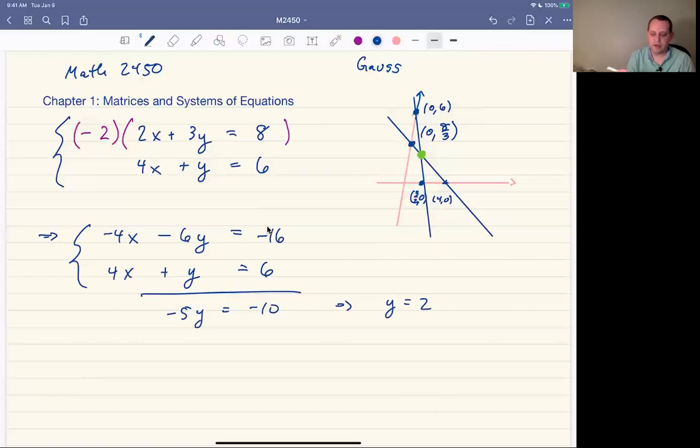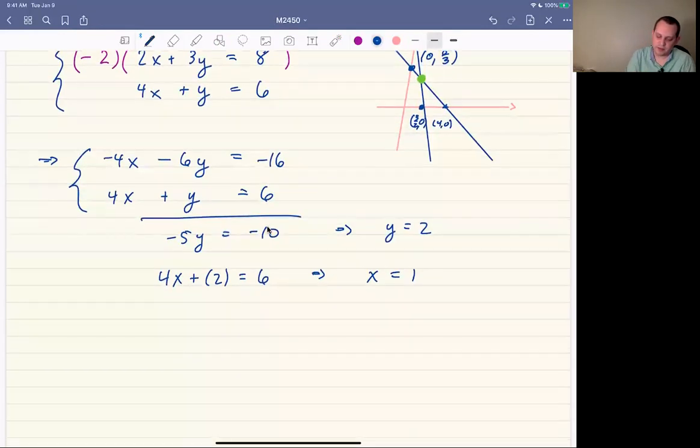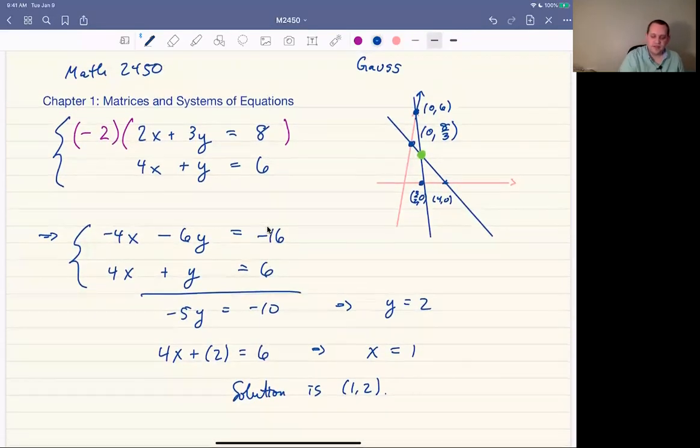So y is 2. Once we know that y is 2, we can take that value, plug it back into either equation, and figure out x. If we know that 4x plus y is 6, and we know that y is 2, that means 4x plus 2 has to be 6. So 4x is 4, and therefore x is 1. That means our solution is (1, 2). And I want to think about just solving these systems of equations.